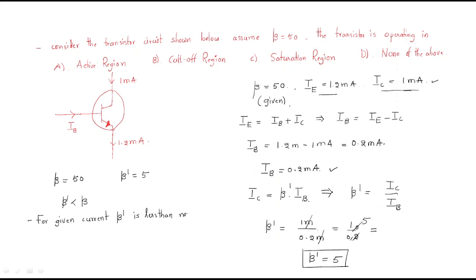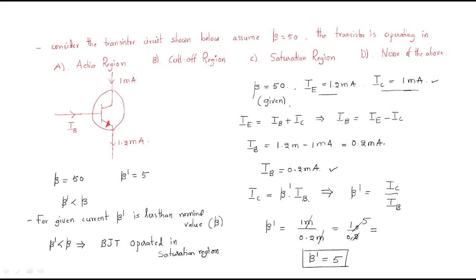Is less than nominal value. What is the meaning? What is the nominal value? Nominal value is nothing but the given beta. So whenever the calculated beta value is less than the given beta, then the BJT will be operated in the saturation region. So this is a very important problem.